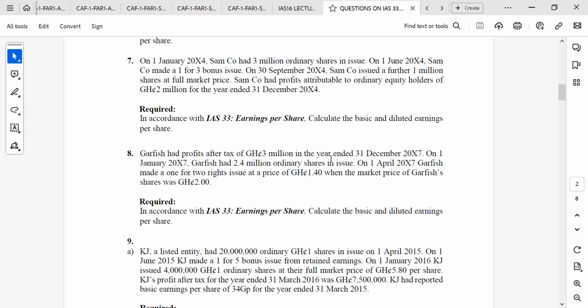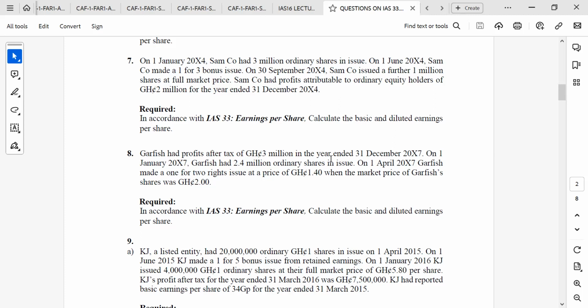Garfish had profit after tax of 3 million in the year ended 31st December 2007. On 1st January 2007, Garfish had 2.4 million ordinary shares in issue. On 1st April 2007, Garfish made a 1 for 2 right issue at a price of 1.40 when the market price of Garfish share was 2 Ghana cedis. Required, in accordance with IAS 33, earnings per share, calculate the basic and diluted earnings per share.